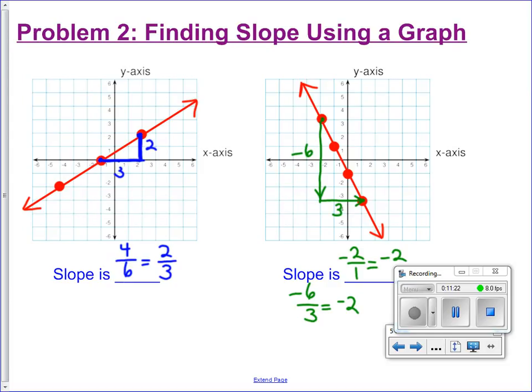Now, the question might be, well, can I go from the bottom point to the upper point? And the answer to that question is yes. If I start at this point and I go up 1, 2, 3, 4, 5, 6 spaces, that's a positive direction. But from here to get over to the other point, I'm moving left 3 places, which is a negative direction. And you'll find also that 6 divided by -3 is also -2.